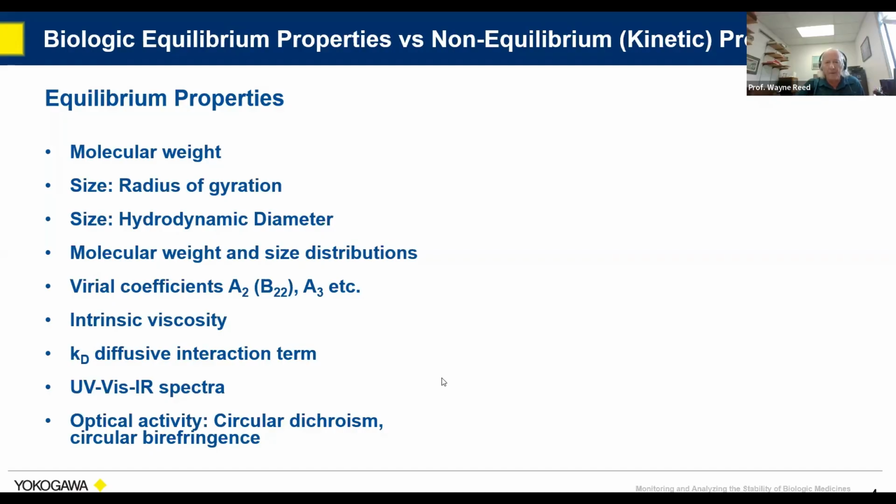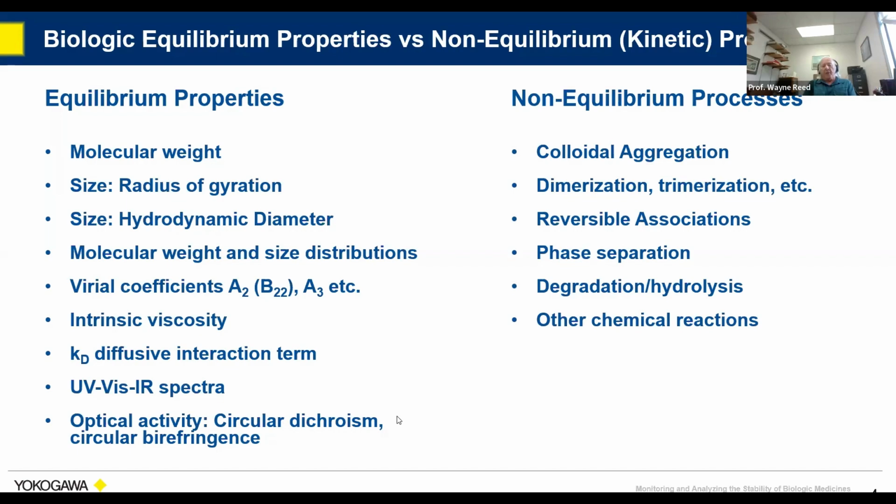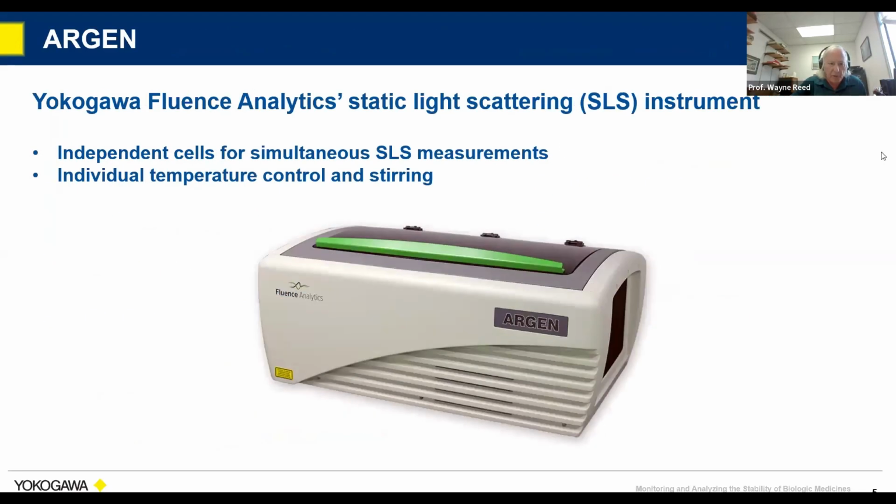However, there are plenty of non-equilibrium processes which are not stable. One of the worst ones is colloidal aggregation, a very unwanted phenomenon in any biologic because it reduces the efficiency and sometimes it's even harmful to the patient and certainly won't make it through FDA or other organization. Then there's dimerization, reversible associations that can happen, phase separations. There could be degradation such as hydrolysis or other chemical reactions. So that's the non-equilibrium side. So we'll look at a little bit of equilibrium and then go into some non-equilibrium processes.